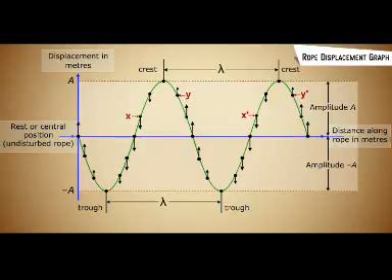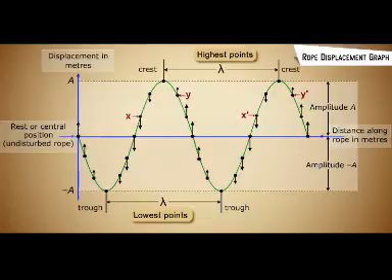Look at the graph carefully. Do you see certain points that are highest? Well, these points are the crests, and the lowest points that you see are the troughs. To be more precise, crests and troughs are the highest and the lowest points respectively of a transverse wave.